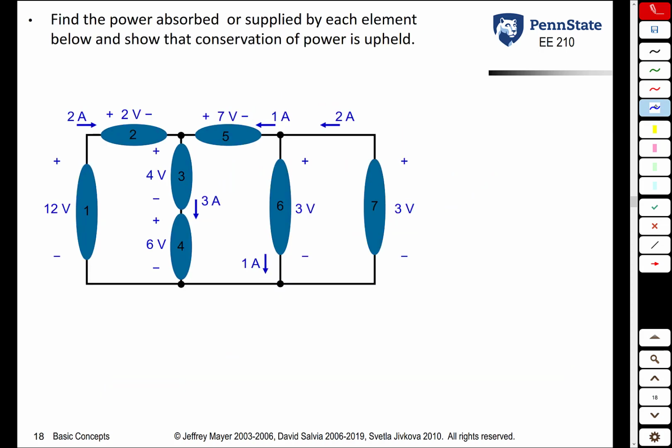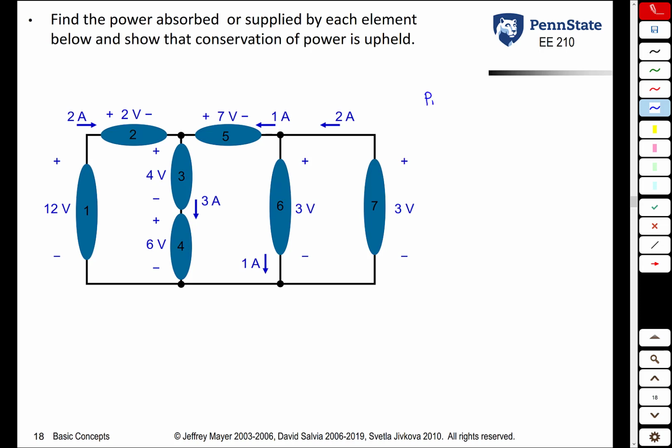This example is going to illustrate the conservation of power. At the same time, we're going to look again at the power equation for determining whether the power associated with each element is positive, or absorbed, or negative, meaning supplied. So we want to find the power absorbed or supplied by each element and then show that the conservation of power is upheld. Okay, so let's look at these element by element.